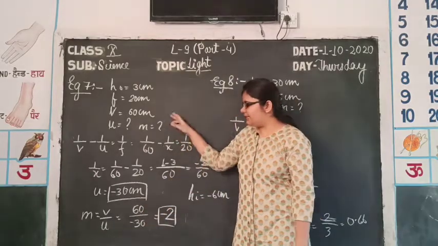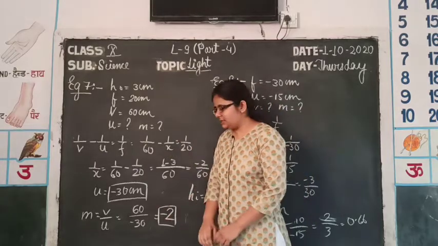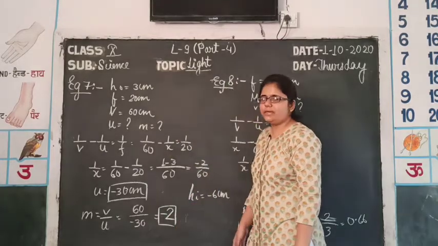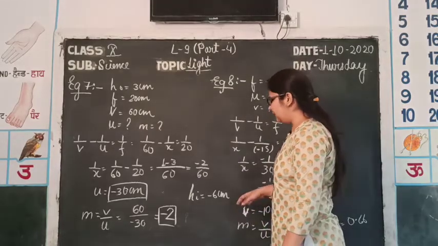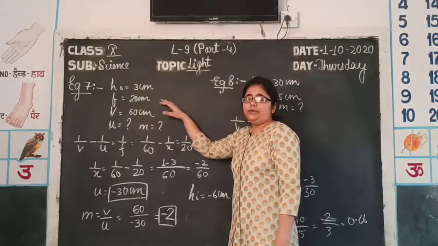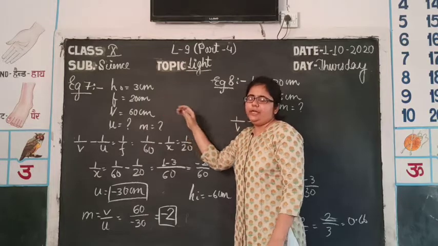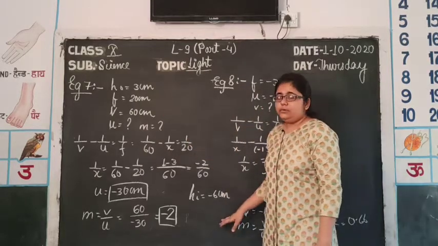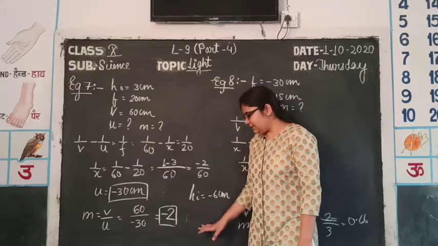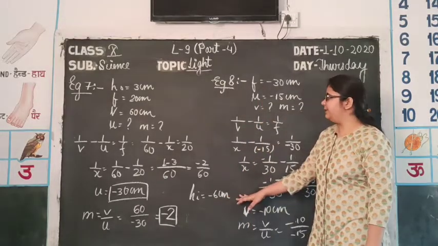We have V is 60 centimeter and U is minus 30, then we get magnification is minus 2, that is, the image is magnified, real and inverted. Height of object is 3 centimeter, image is real and inverted, so it will be on the lower side of the principal axis and the height of image will be 6 centimeter.